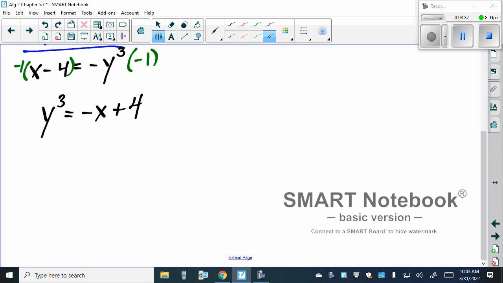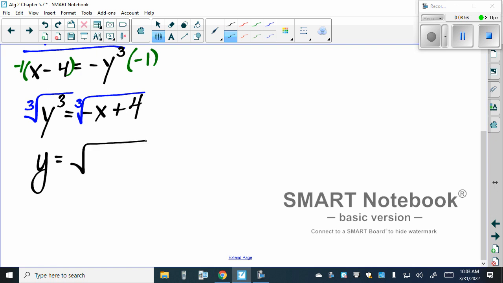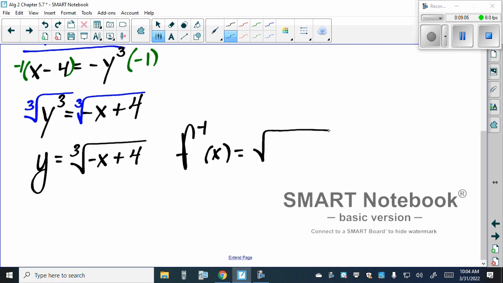And last but not least, we cube root both sides. Luckily for us, the cube root has only one solution, so we don't have to worry about plus or minus, and this is it. We're left with the cube root of negative x plus 4. And for our notation, f inverse of x equals the cube root of negative x plus 4.